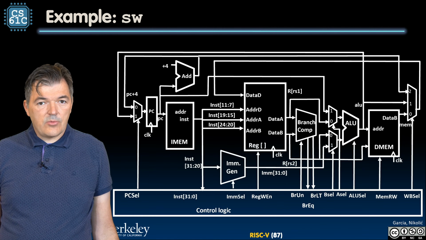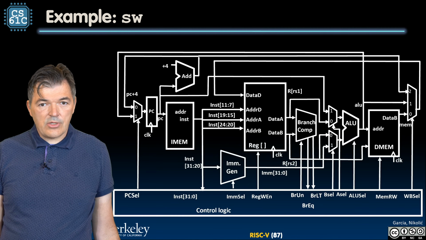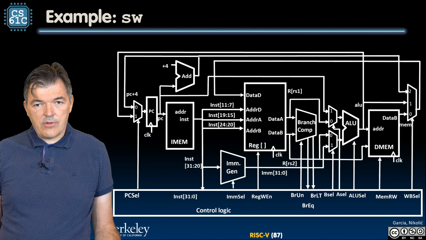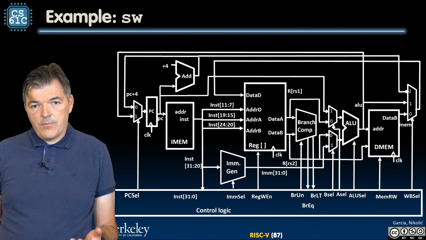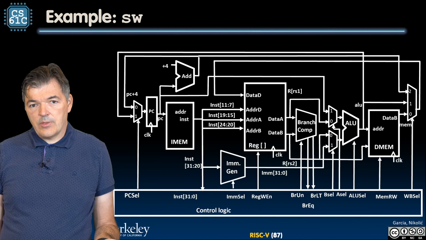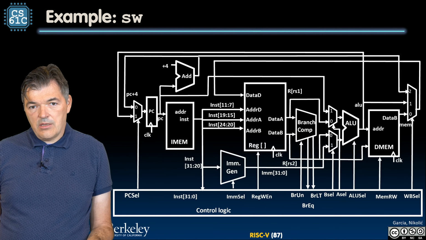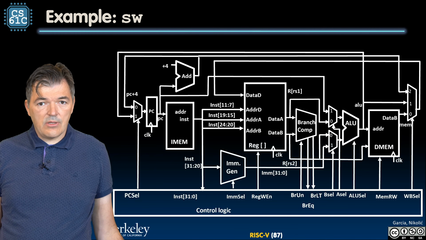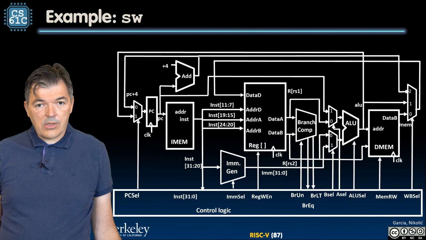So let's visit one of the early instructions, which was the store word. That's the instruction that takes the value from the operand, from the register RS2, and writes it into the memory into a location that is pointed to by the base address, which is in register RS1, and the offset, which is the immediate. Every instruction in our data path starts execution on a clock tick.